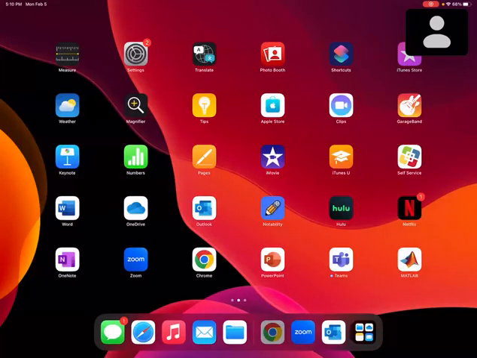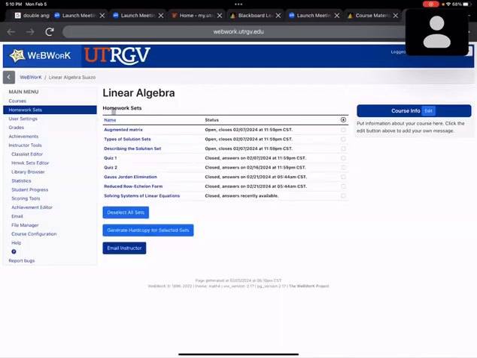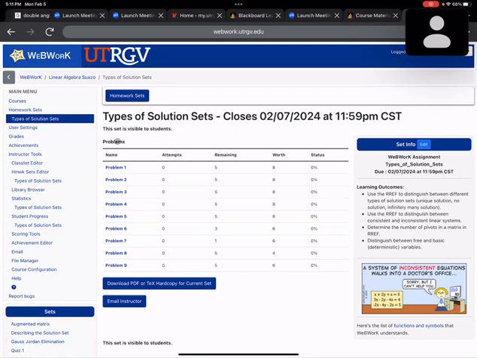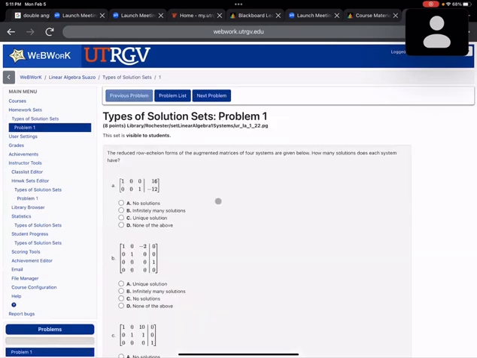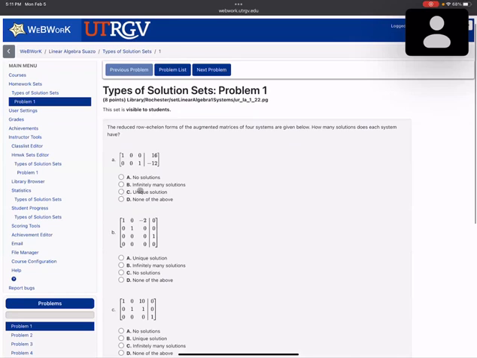Okay, so some people ask me about this type of solution sets, and you guys need to watch the videos because you have no idea how to do some of these, probably because you haven't seen my videos. So, for example, this one, letter A. What do you think it's going to be? No solutions, infinitely many solutions, unique solution, none of the above.